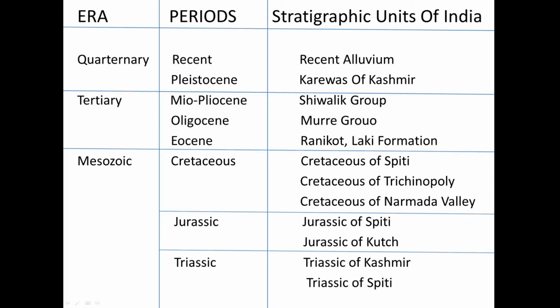Now for Tertiary, in Eocene we will have Ranikot and Laki Formation. In Oligocene we will have Murree Formation, and in the Mio-Pliocene era we will have Siwalik group. Then for the Quaternary era, for Pleistocene we will get Karewas of Kashmir, and for recent we will get recent alluvium.